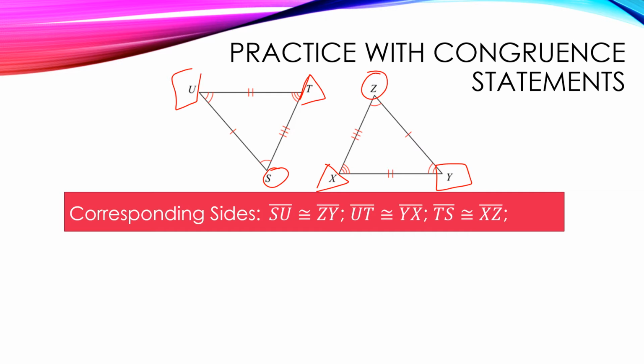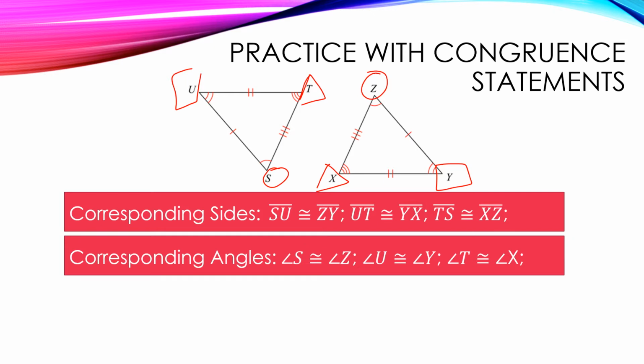So SU goes with ZY, UT goes with YX, TS goes with XZ. For the corresponding angles, we have angle S goes with angle Z, angle U is congruent to angle Y, and angle T is congruent to angle X. So as you can see, it's a little easier if you color code each vertex there to figure it out.